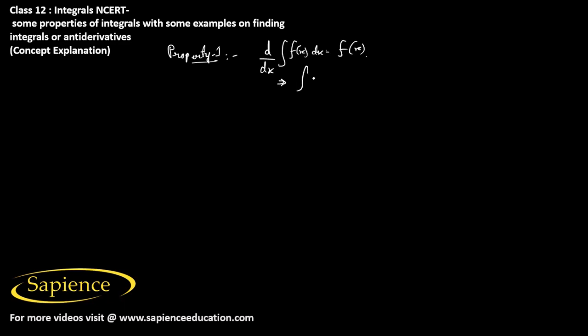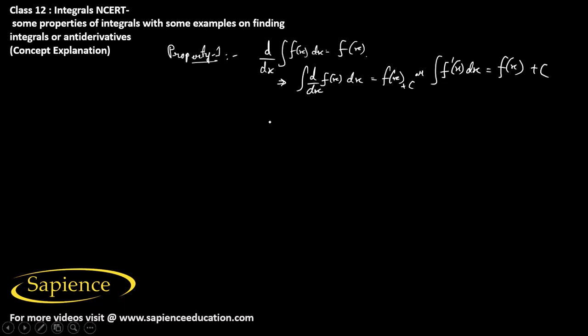It means I can tell that d by dx of the integral f of x dx is equal to f of x. Or we can say that integral f dash x dx, where f dash x is the derivative of the function f of x, will be equal to f of x plus c. We have to add some integration constant. C is called the constant of integration or the arbitrary constant.